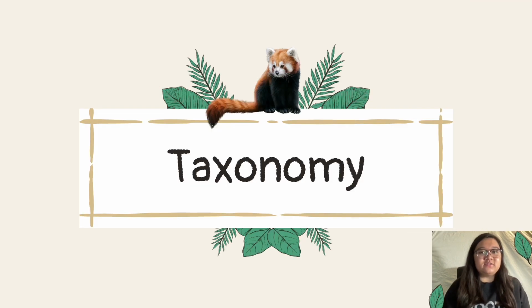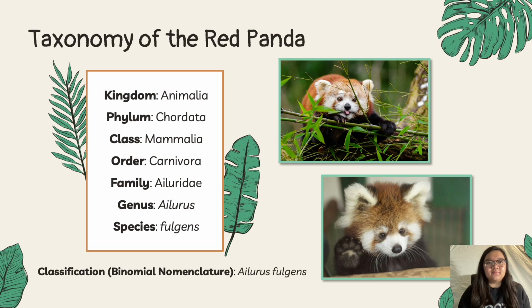So the first thing we're going to be talking about is its taxonomy. According to its taxonomic ranking, red pandas are a part of kingdom Animalia, phylum Chordata, class Mammalia, order Carnivora, family Ailuridae, genus Ailurus, and species fulgens.